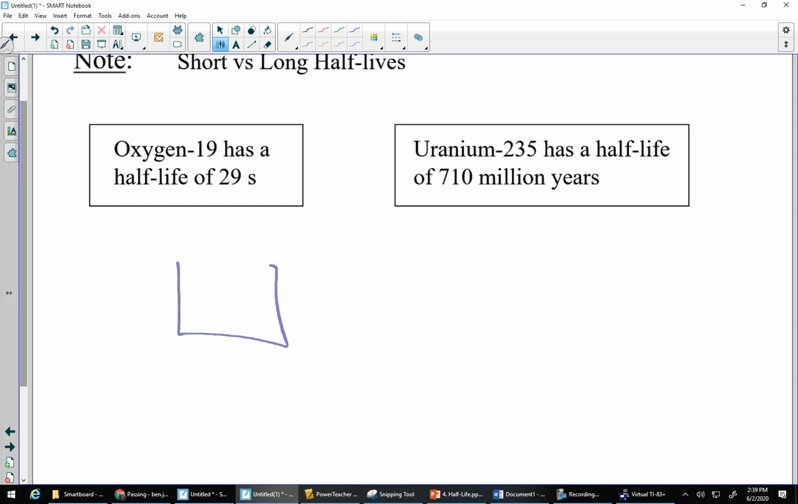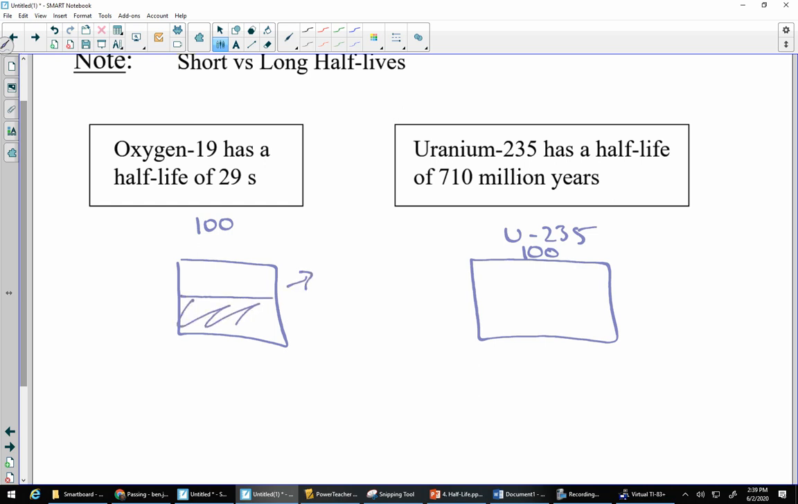So let's say we started with the same amount, 100 units of oxygen-19, and we had 100 nuclei or 100 units of uranium-235, right? 100 units. Cool. So after 29 seconds, you would have 50 decays being given off. After another 29, I'm not going to bother doing the math on that one, you would have 25 units of radiation being given off, right? So 50 units given off, and then 25.